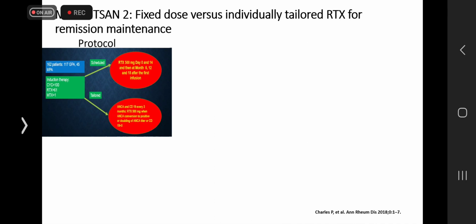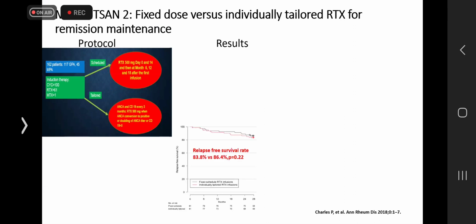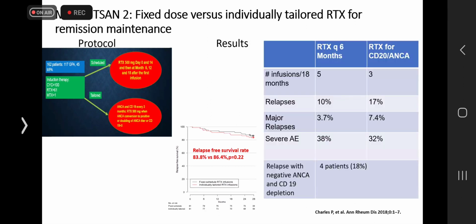rituximab, and one with methotrexate, randomized to get 500 milligrams of rituximab at day 0 and 14, and then every 6 months for 3 doses, or they got rituximab based on ANCA converting from negative to positive, or a 2-fold increase in titer, or CD19 reconstitution defined as CD19 greater than 0. And what you see here is relapse-free survival was really not different between the fixed and the tailored arm. But what you also notice, the number of infusions was lower in the tailored arm.